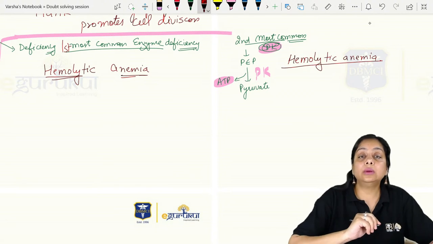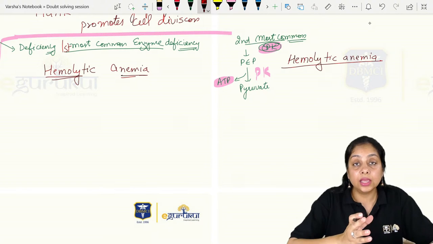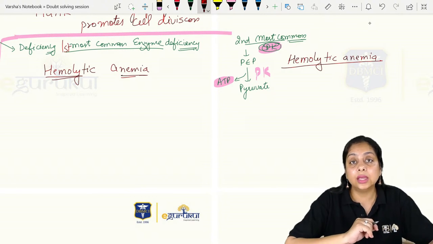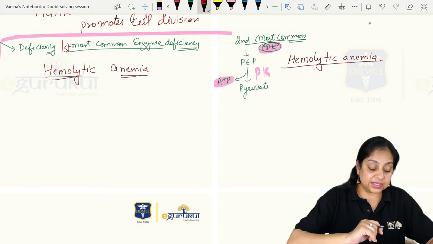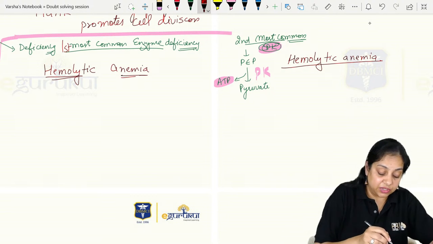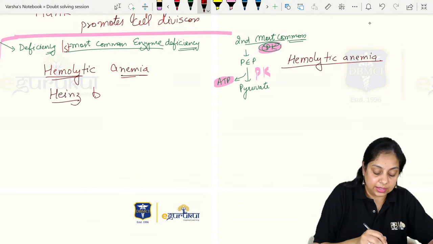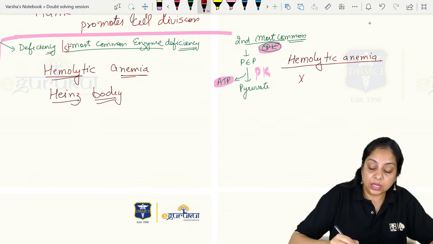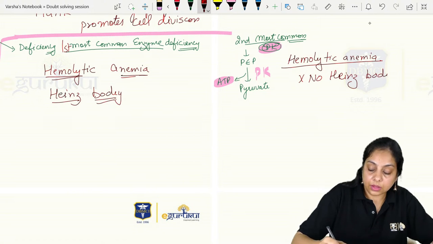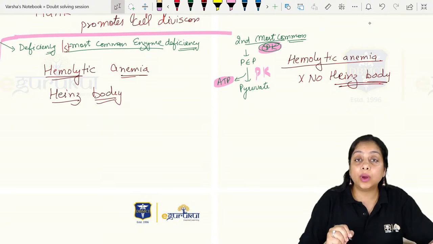So how are you going to distinguish it in general, whether it is a G6PDH deficiency or a pyruvate kinase deficiency? See, in G6PDH deficiency we see Heinz bodies. But in this one, we don't see any Heinz bodies. Now, you may ask me what these are and why this is different.